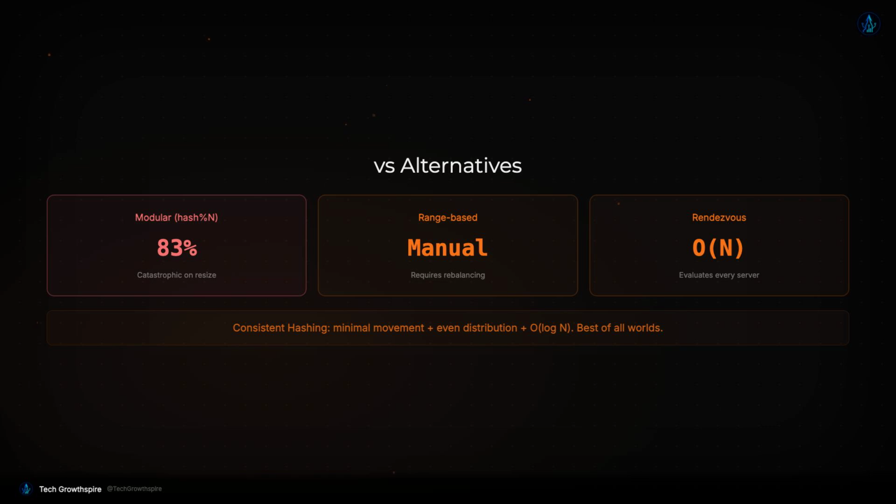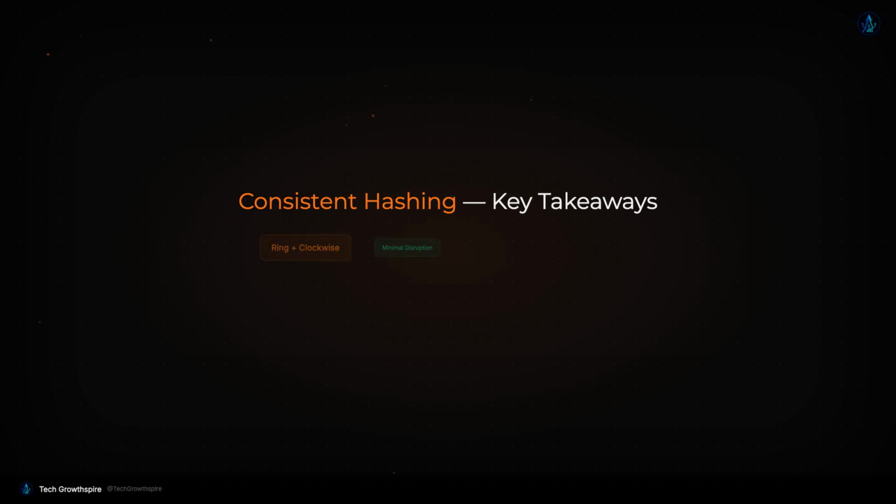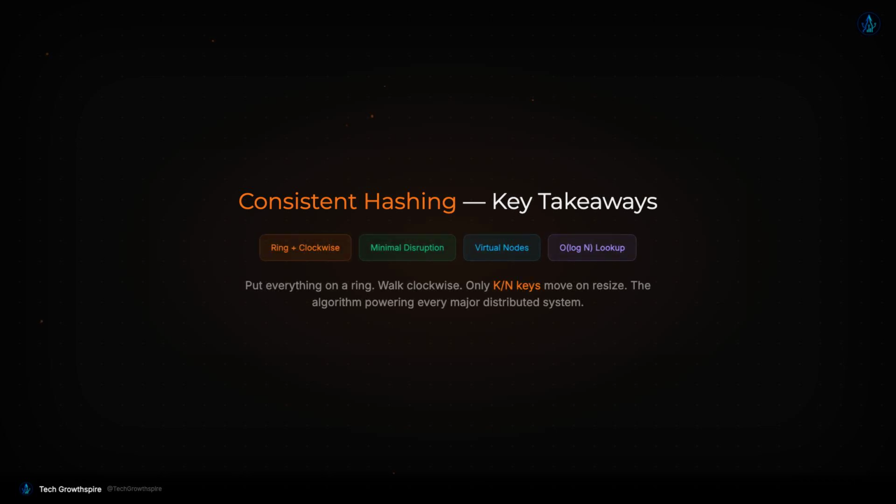To summarize, consistent hashing solves the fundamental problem of distributing data across a changing set of servers with minimal disruption. The core idea is simple. Put everything on a ring, walk clockwise to find the owner. Virtual nodes ensure even distribution and graceful failure handling. When servers join or leave, only a small fraction of keys move. It's O of log n for lookups, simple to implement, and battle-tested in every major distributed system. If you're building anything that distributes data or traffic across multiple servers, consistent hashing is the algorithm you need to know.